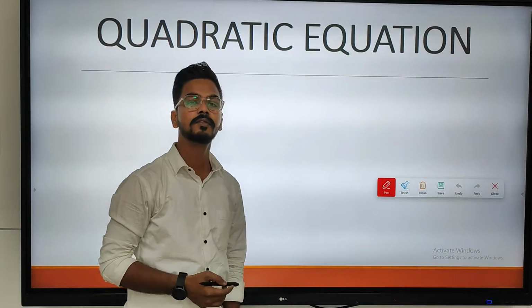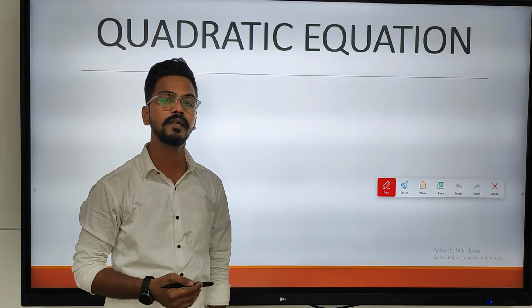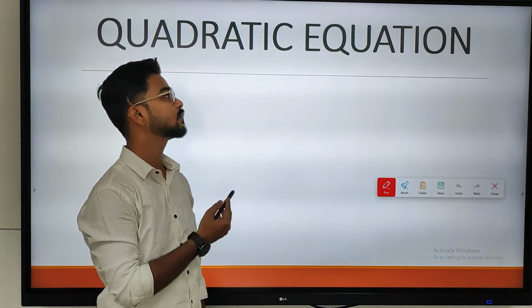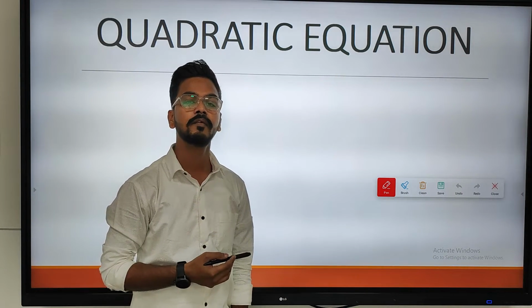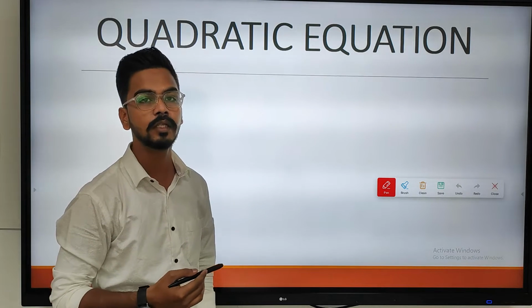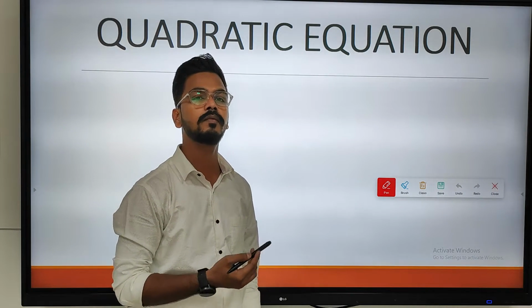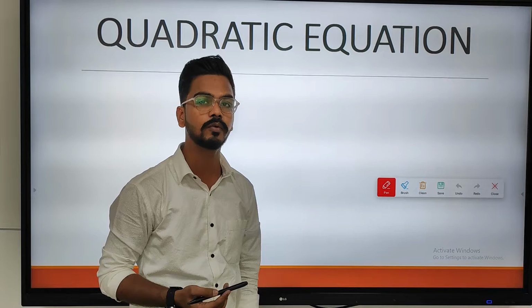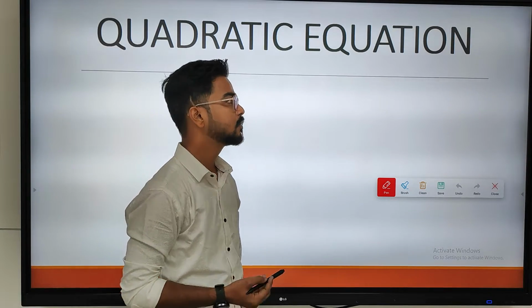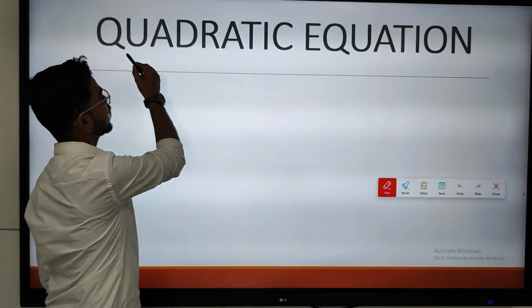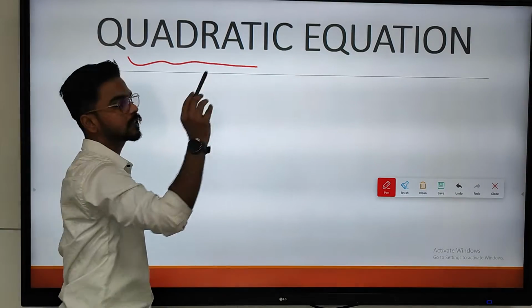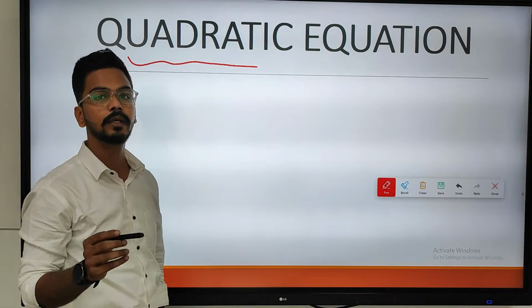Hello everyone. So today we are going to study a very interesting chapter, that is quadratic equation. From tip to toe I will explain you all the key points which will be required while solving the equations related to quadratic equation. Okay. So let's start. So we can see that quadratic is formed with two words, that is quadratic and equation.